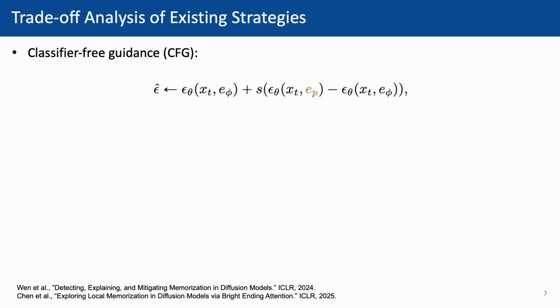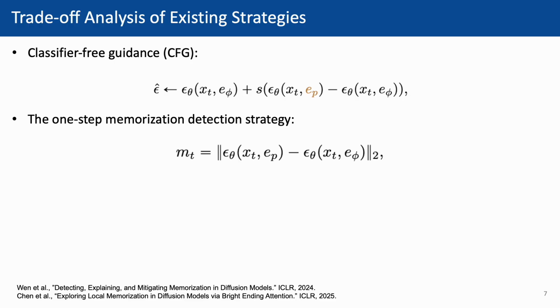Here's the equation for the original classifier-free guidance, or CFG. It's a widely used technique that balances fidelity and diversity in diffusion model outputs. And the best part is, it can be applied directly during inference. CFG works by linearly guiding the unconditional noise prediction towards the text conditional prediction.